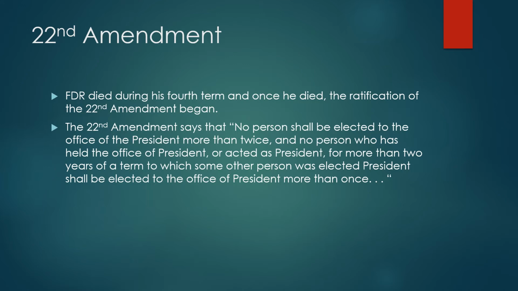Now I'm going to speak about the 22nd Amendment. FDR died during his fourth term, and right after he died, the ratification of the 22nd Amendment began. The 22nd Amendment says that no person shall be elected to the office of the president more than twice, and no person who has held the office of president or acted as president for more than two years of a term to which some other person was elected president shall be elected to the office of president more than once.